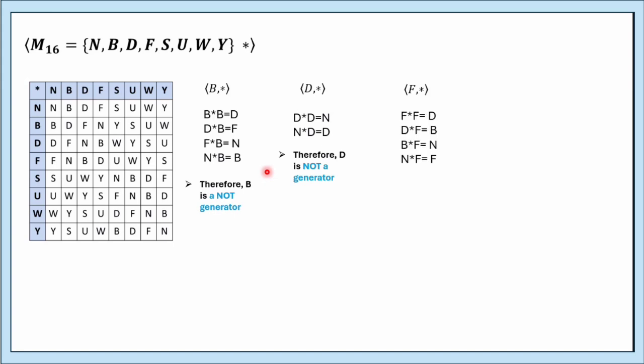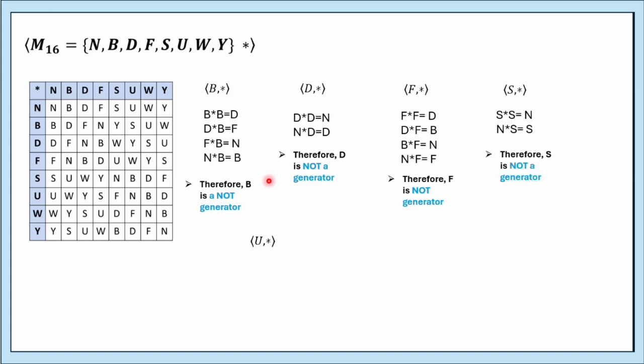For F, we have F star F is equal to D, star F is equal to B, star F is equal to N, and N star F is equal to F. Since F failed to generate all the elements of the set, F is not a generator. For S, we have S star S is equal to N, and N star S is equal to S. Therefore, S is not a generator.